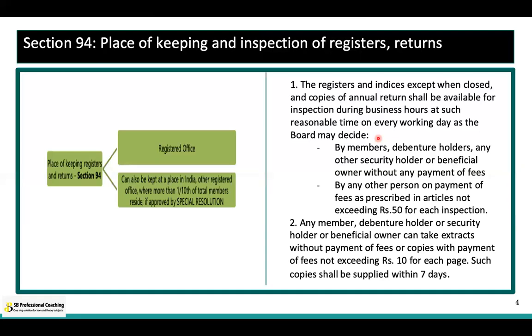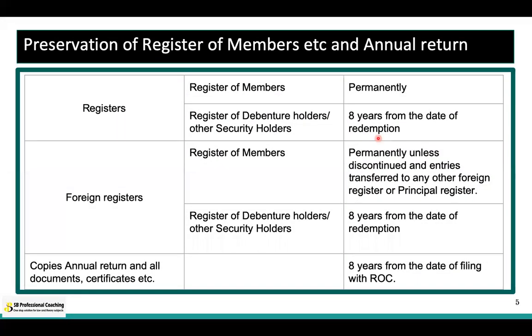Okay, section 95. Now one more important thing that we have to do is preservation. These are the rules that have been provided under the Companies Management and Administration Rules 2014. What does this say? This says that preservation of register of members, etc., and annual return.